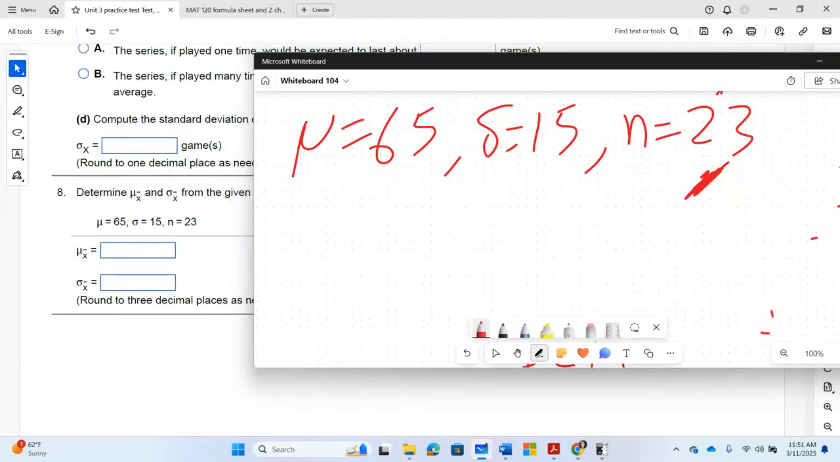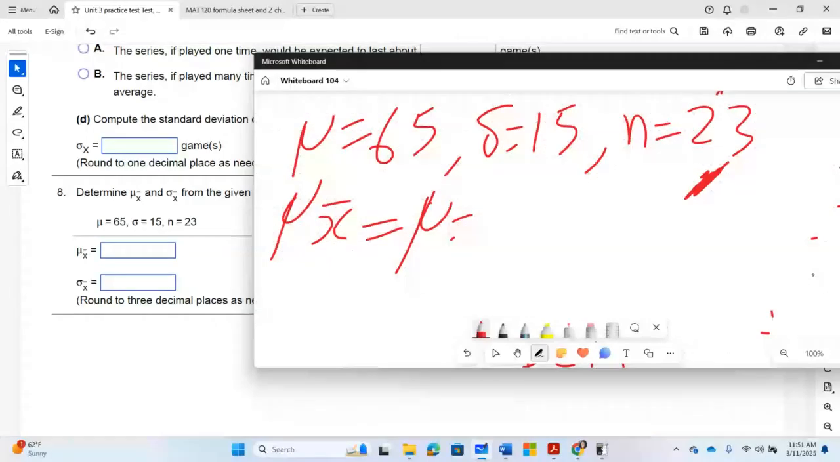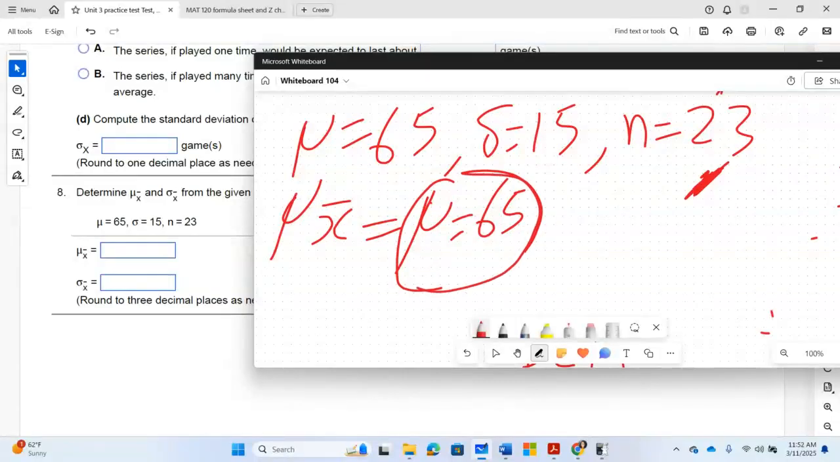Anyway, so now they're asking us to find the mu x bar, and this mu x bar is the mean of the central limit theorem, or the mean of the mean distribution. The mean of the mean distribution is equal to the mean of the original data, according to the definition of the central limit theorem.